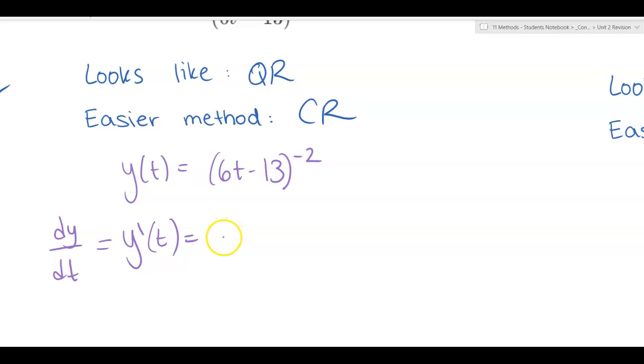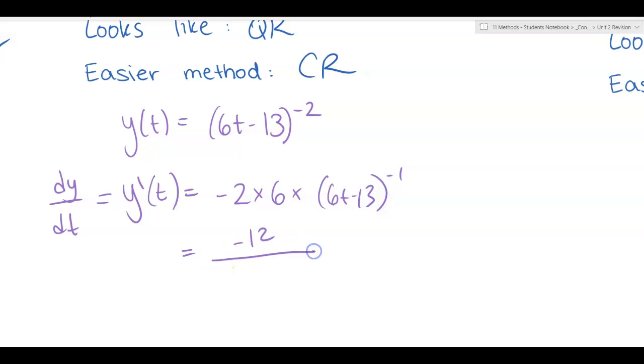Okay, so we get the derivative, we pull the power out the front, times by 6, times by 6t minus 13. Take away 1 from the power, so I get -3. What? -2 minus 1 is -3. Oh, don't let it trip you up in the exam. I saw it on about 5 of you around the room. All right, hands up if you got that.